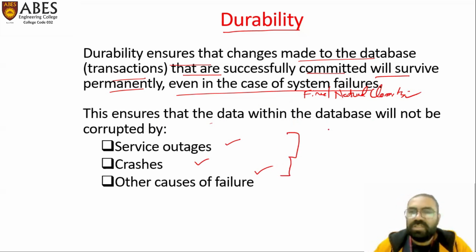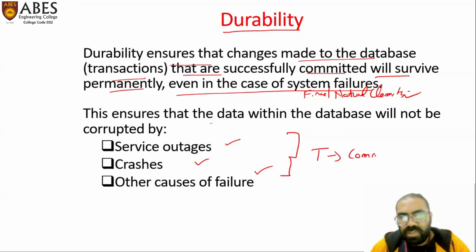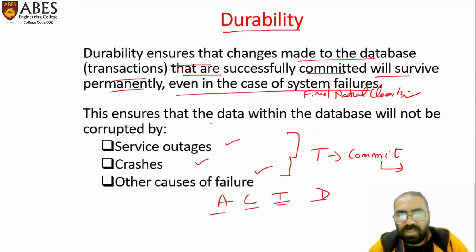Service outages include fire, natural calamity, system down, maintenance, and whatever it is. Once it has been updated, after the transaction is committed, it survives. So the point is that transactions should commit and only then will it be reflected. These are the ACID properties: atomicity, consistency, isolation, and durability.